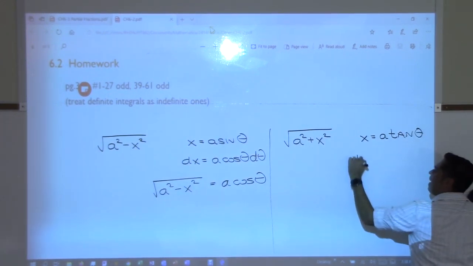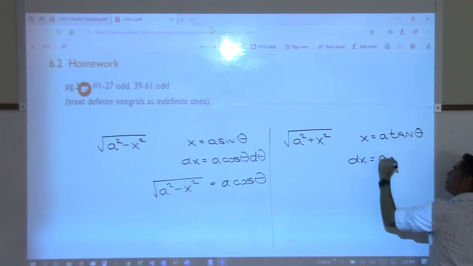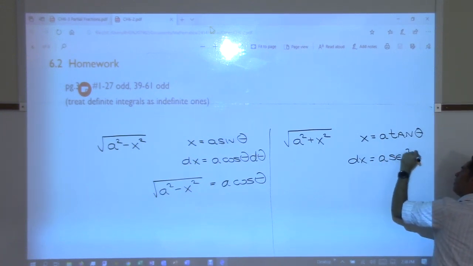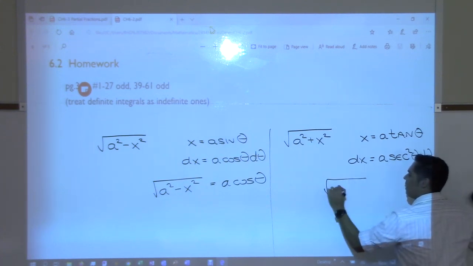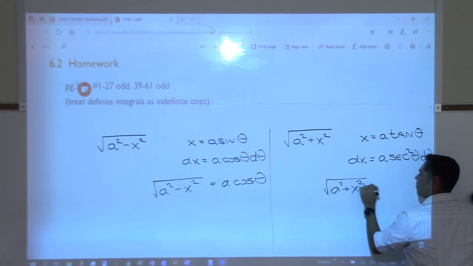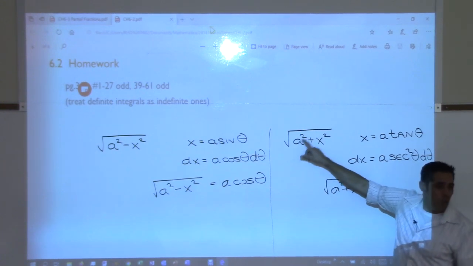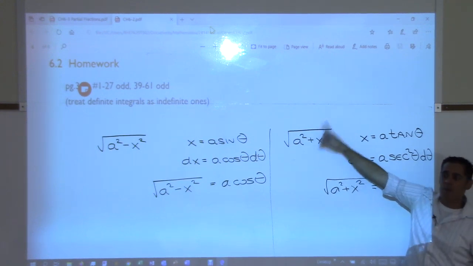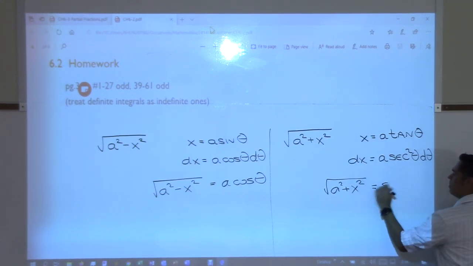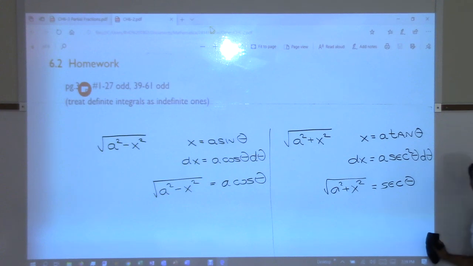The derivative of that, well, that I just know from Cal 1. This is just secant squared theta d theta. And then what about the square root of all that stuff? Well, I said this is going to look like 1 plus tangent squared. By the identity that turns into secant squared, but then you're taking the square root, so that's just secant theta. Does that make sense?